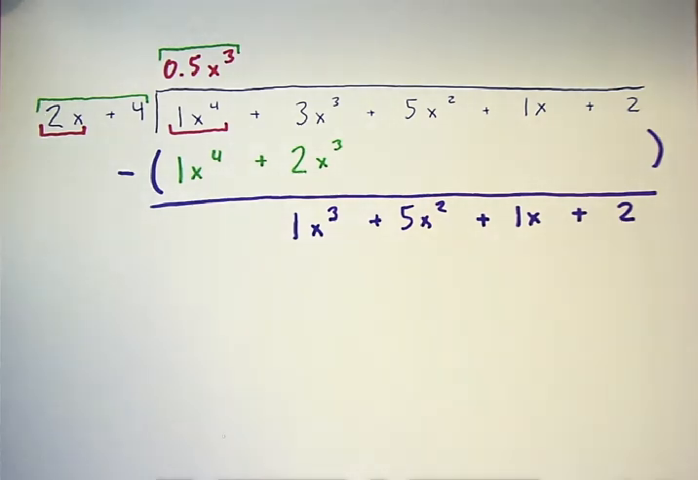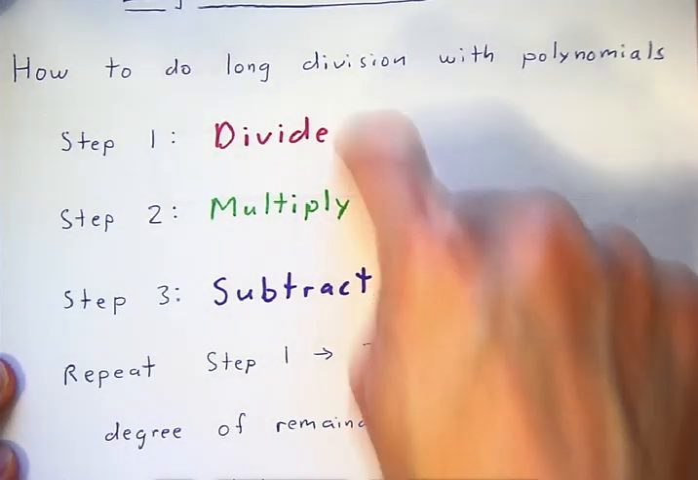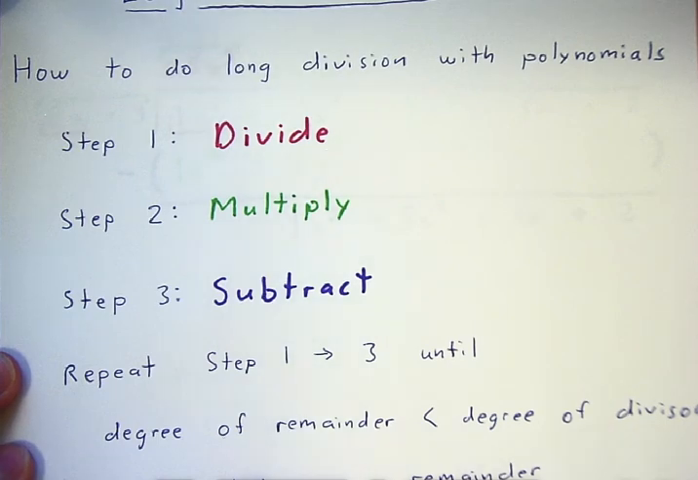So right there, that was my step. Right there, I just did steps 1, 2, and 3: I divided, multiplied, and subtracted. And now I'm going to repeat these 3 steps until the degree of my remainder is smaller than the degree of my divisor. This word right here, degree, talks about the exponent. So you're going to repeat steps 1, 2, 3 until the exponent of your remainder is smaller than the exponent of your divisor.